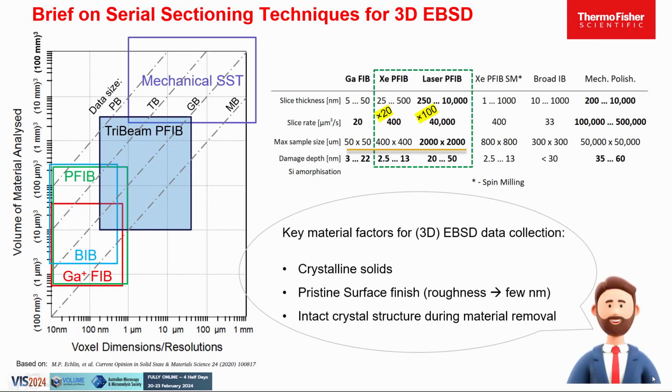Now the key material factors for EBSD data collection: obviously crystalline solids, pristine surface finish, roughness in the nanometer range, and intact crystal structure during material removal.